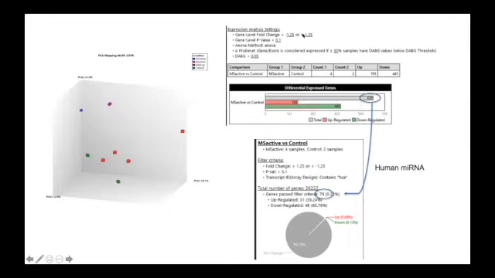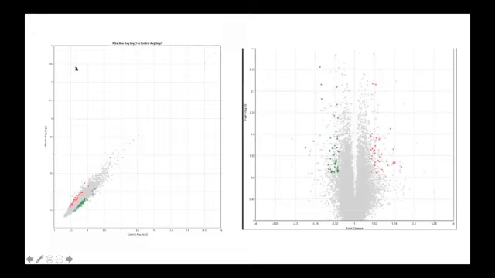So this chip has all species on it. So there were 638 differentially expressed genes, 79 of which were human. For the microRNAs, 31 upregulated, 48 downregulated. This is just the scatter plot showing control versus active MS, and then the volcano plot with fold change and p-value.